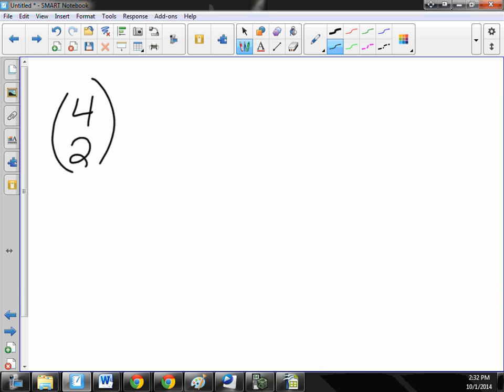We could go into our calculator and do 4 nCr 2, but that's a waste of our time because we have the triangle. So in the triangle, remember the rows start with 0 and the diagonals start with 0. So we go 0, 1, 2, 3, 4. We're on row 4. And we choose 2, which is 0, 1, 2. So 4 choose 2 is 6.